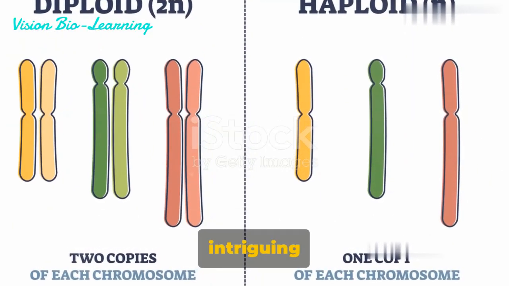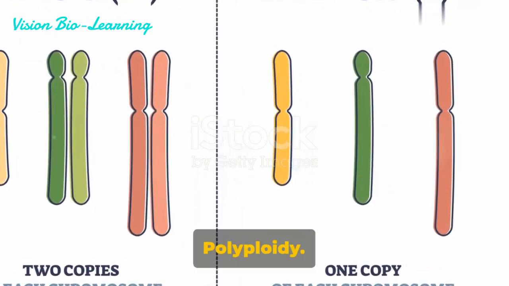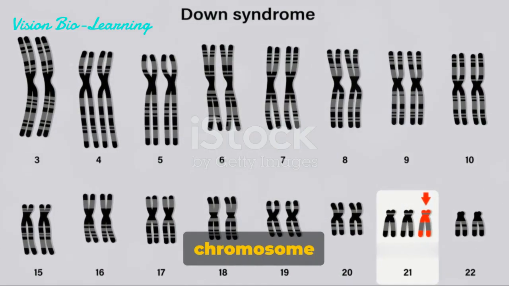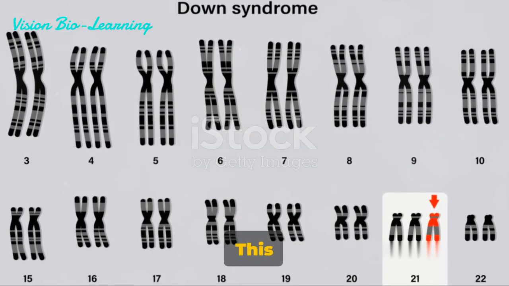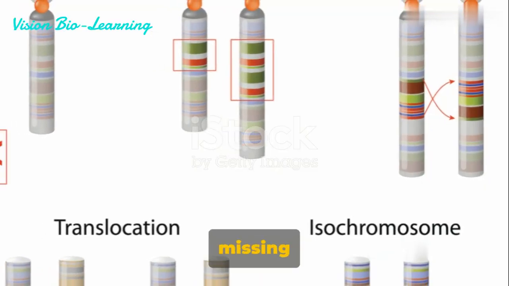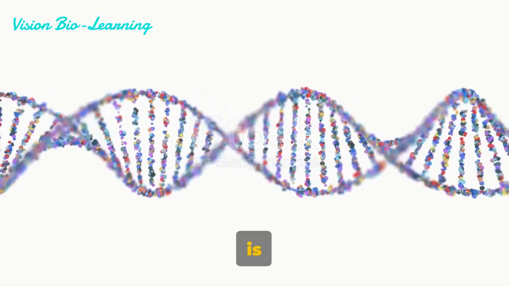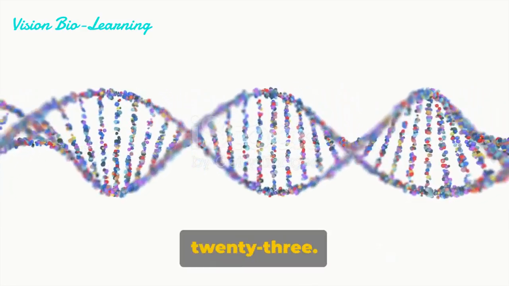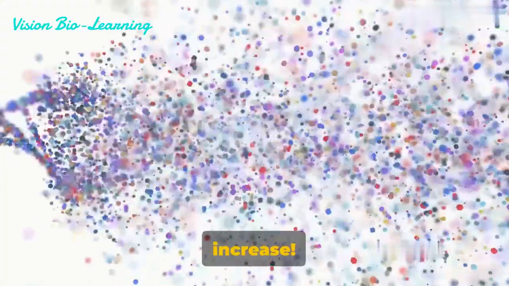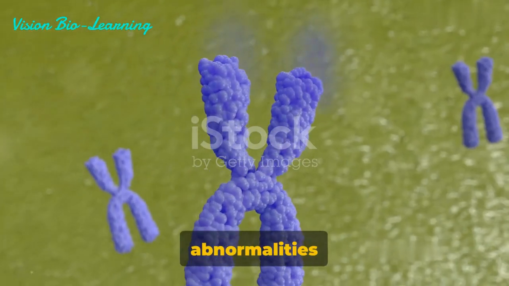We have two intriguing types to discuss: aneuploidy and polyploidy. Aneuploidy is when the chromosome number isn't a multiple of 23. This means there's an extra or missing chromosome. Polyploidy, on the other hand, is when the chromosome number is 3 or 4 times the haploid number of 23. That's a significant increase. So, how do these abnormalities occur?